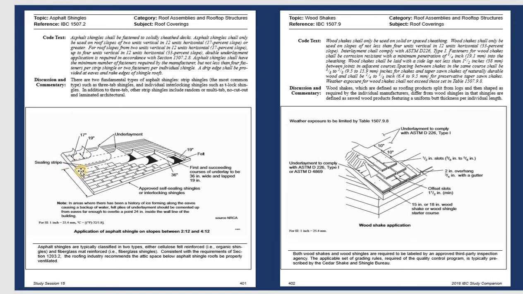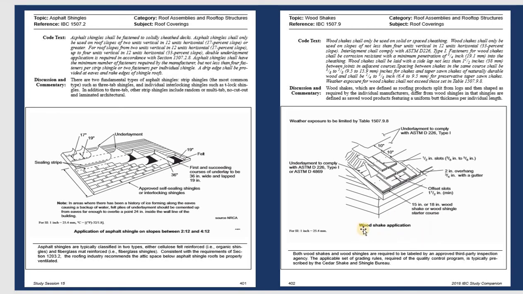After that, they sew the stripe on the layer. Under that, they have approved self-sealing shingle. The shingle they have is approved self-sealing, or interlocking shingle, that in the shingle they have sealed already.